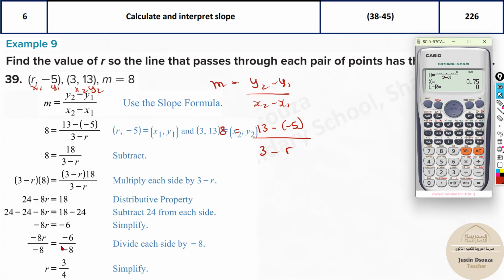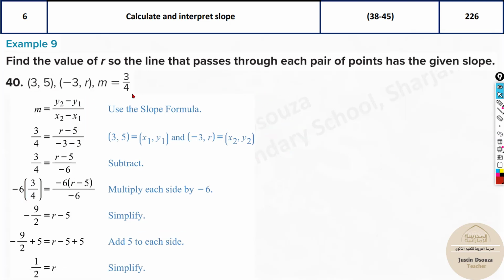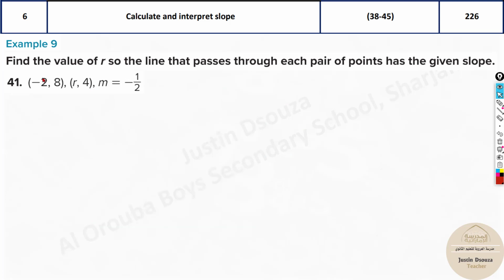Now, what if you don't know 0.75 is 3 by 4? You will have 4 options, isn't it? Just solve all the options. 3/4 will give you 0.75. Only one answer will be accurate to what you get. Now, solve the others by yourselves. Please do pause the video. This is again straightforward. Please do pause the video.